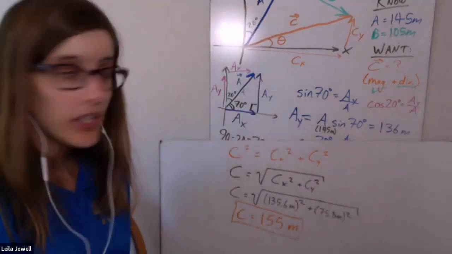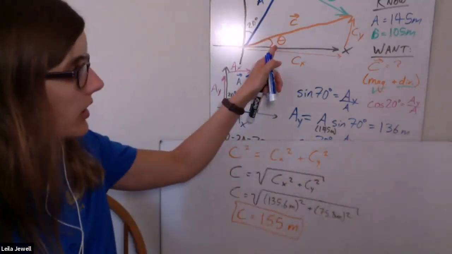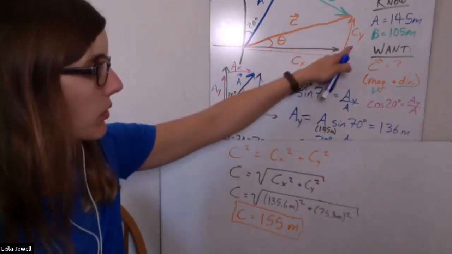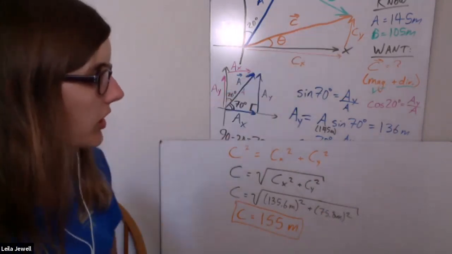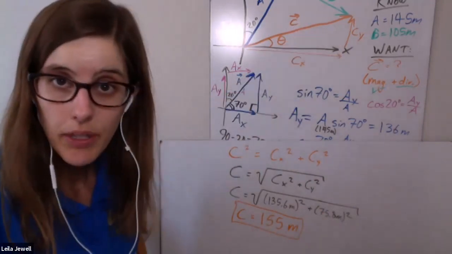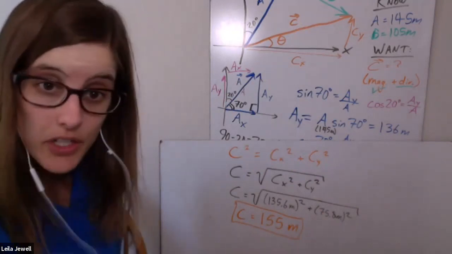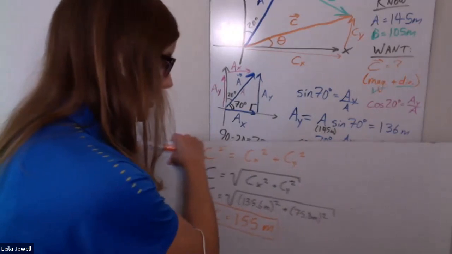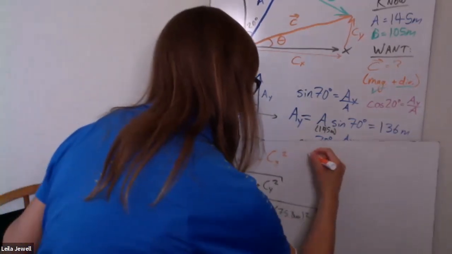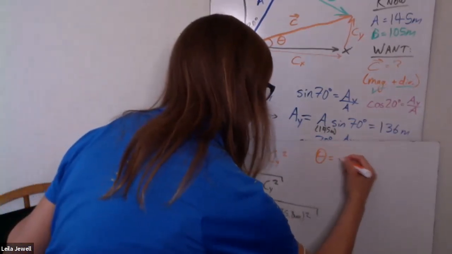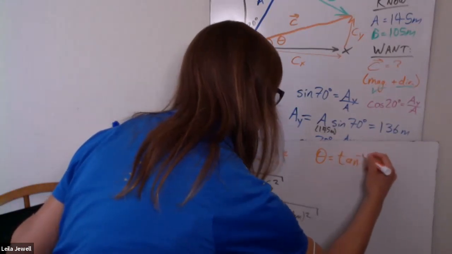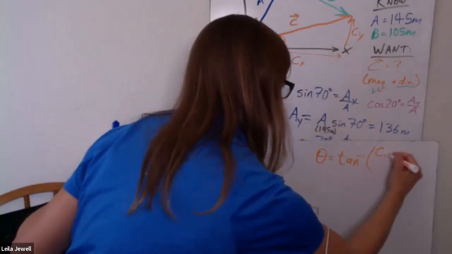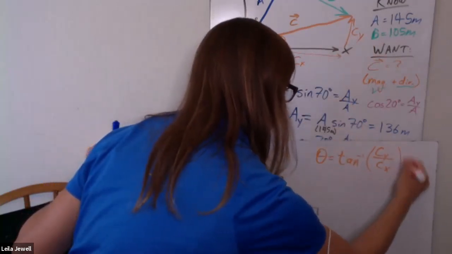For the direction, that's asking about this angle theta. And we usually want to find the angle theta based upon the y and x components, not the value we just got. So the way we can do that is by going to our tangent, or our inverse tangent, to be more precise. This is an equation we've seen a few times at this point, that the angle theta is equal to inverse tangent of the opposite over the adjacent, so Cy divided by Cx.